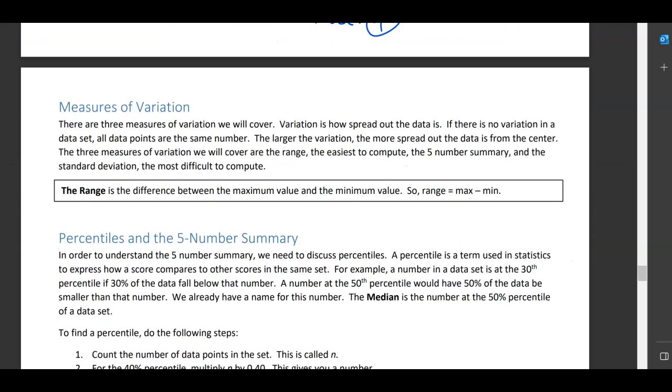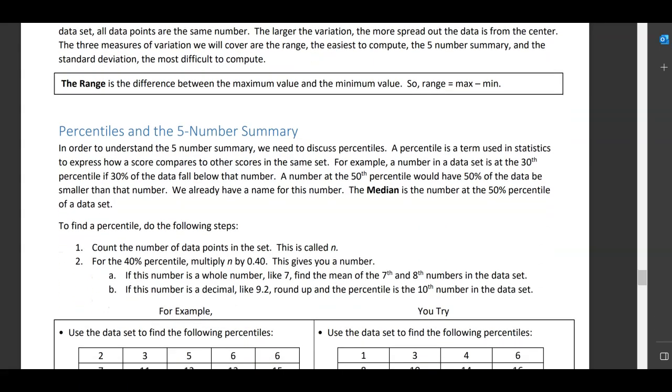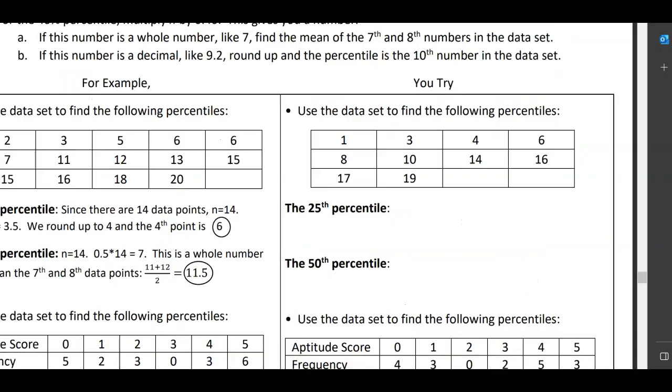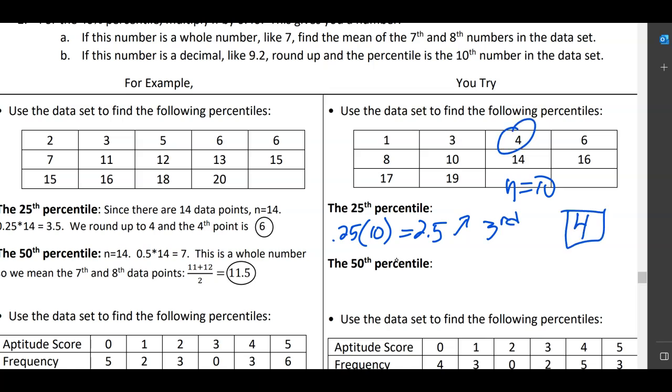All right, now, variation. We have the percentiles and the 5-number summary. So again, this is a review of percentiles. 1, 2, 3, 4, 5, 6, 7, 8, 9, 10. There's 10 numbers. The 25th percentile, that's a round up. Third number is the 25th percentile. The 50th percentile.